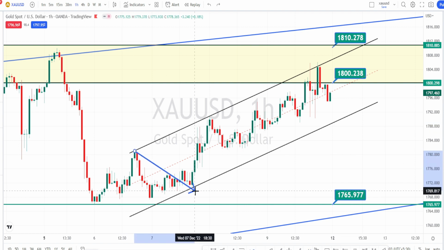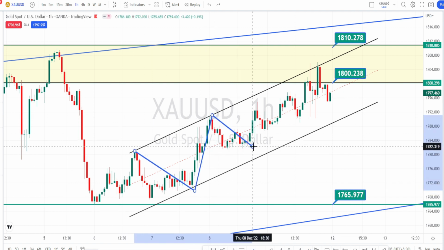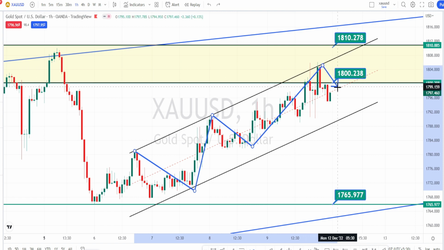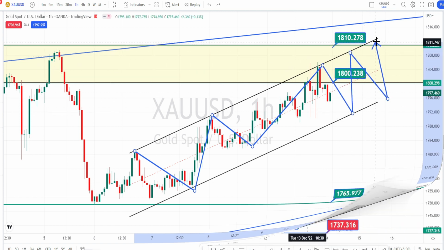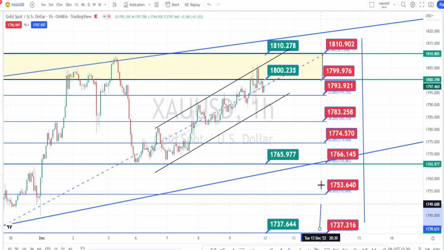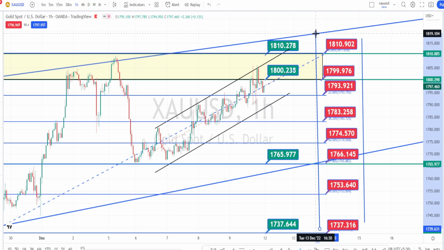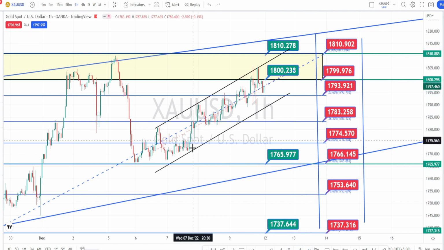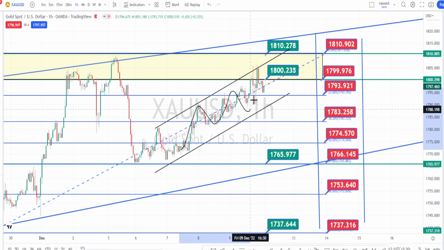So for now, the current trend of the price action in hourly time frame is also in a bullish trend as long as it is trading within this bullish channel pattern. So the values within this red color boxes are the resistance and support levels for current price action in hourly time frame. Currently the price action is in a bullish trend.